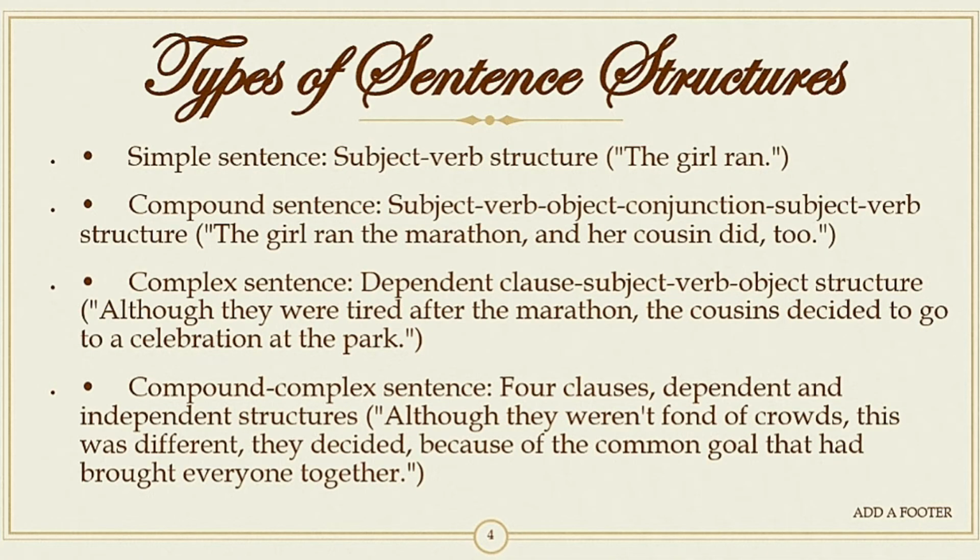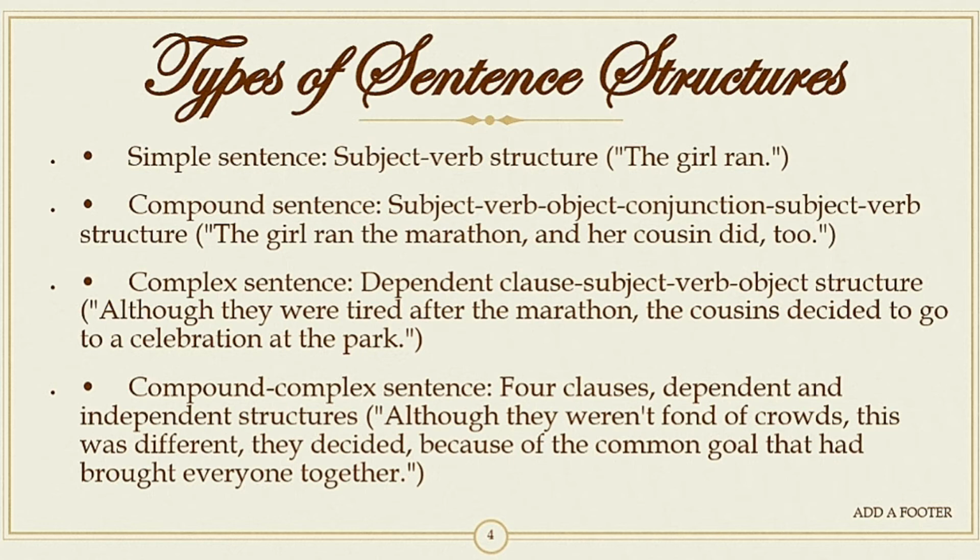Now we have types of sentence structures. Simple sentence, subject, verb structure. For example, the girl ran. Compound sentence, subject, verb, object, conjunction, subject, and verb structure. For example, the girl ran the marathon and her cousin did it too.